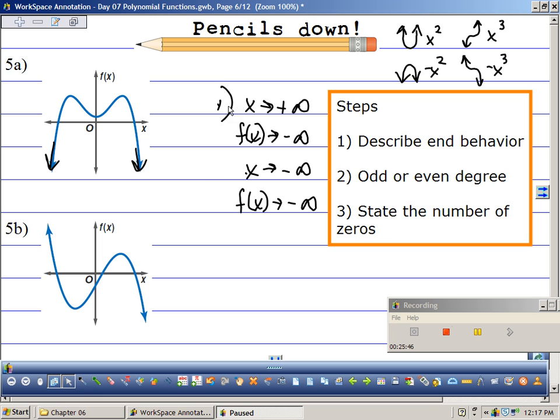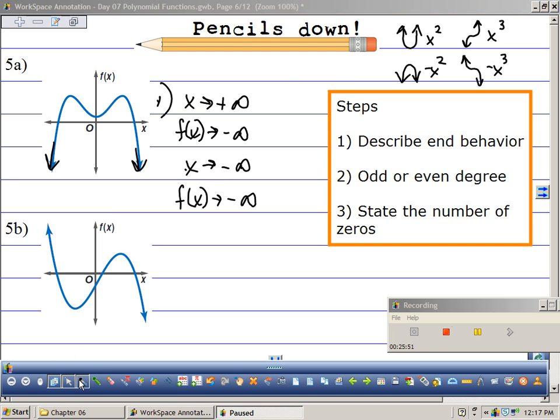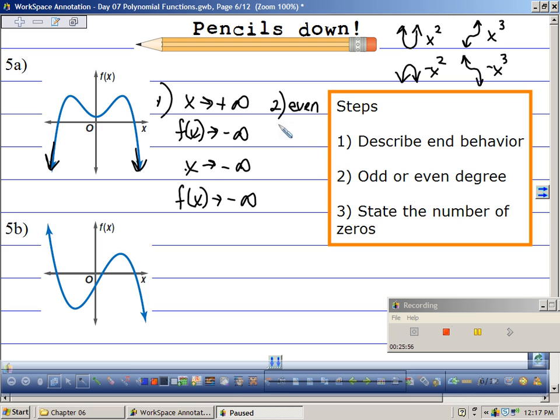I should have just grabbed all this. This is really sloppy on here. So number 2, it's even. And number 3, see the number of zeros. This has two zeros. Okay, so there are 2 zeros. It's passing the x-axis 2 times, right?